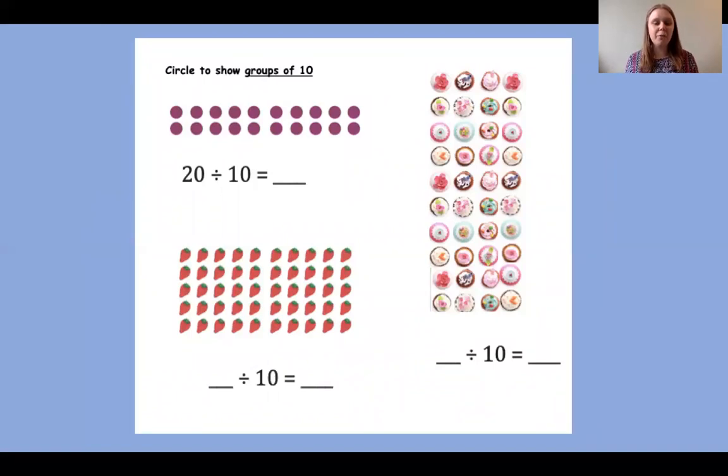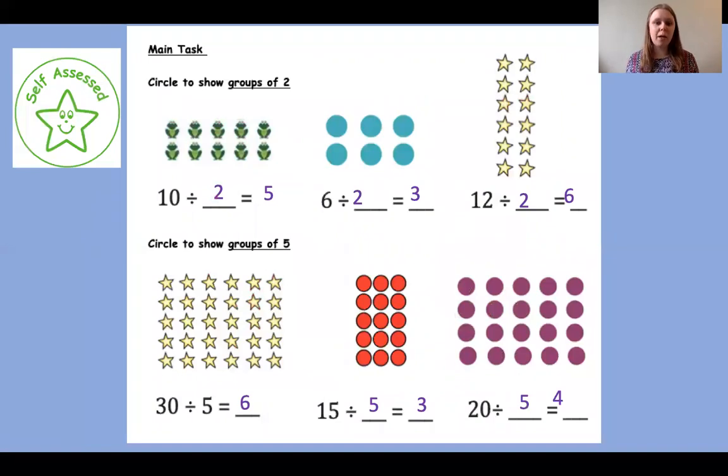Okay, let's go through the answers. So the first one, our main task, circle in their groups of 2. Make sure you have a pen to tick them off. We can see that we have 10 divided by 2 gives us 5. If we circled all of these groups of frogs, we would have 5 groups. Okay, the next one, if you divided it into groups of 2, you would have 3 groups of 2. And for 12, if you divided the 12 stars into equal groups of 2, you would get 6.